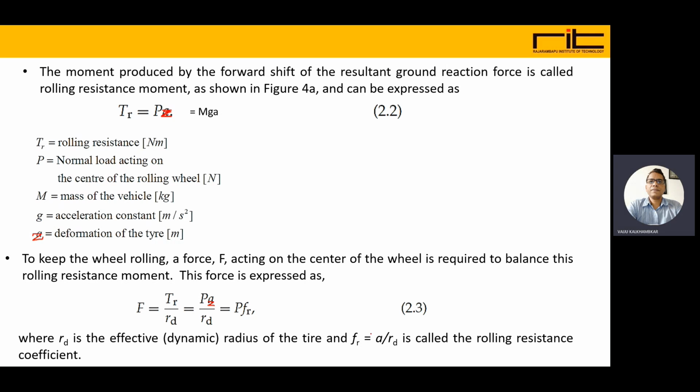Now this Z divided by Rd, that is the dynamic radius of the wheel, we can call the rolling resistance coefficient, and here this Z upon Rd can be represented as fr, which is Z upon Rd. So it is denoted by fr, and that is the rolling resistance coefficient.